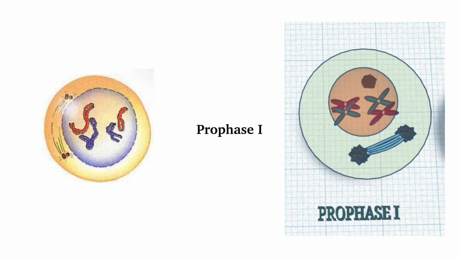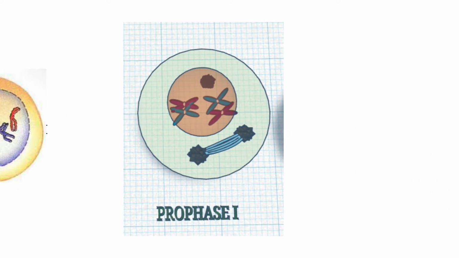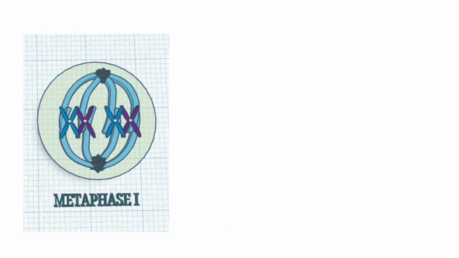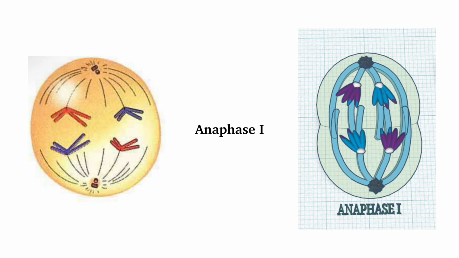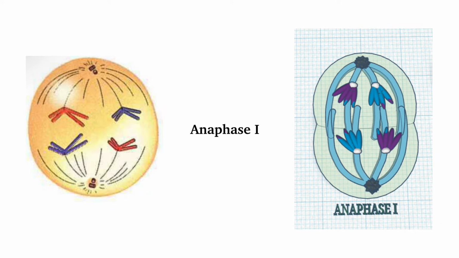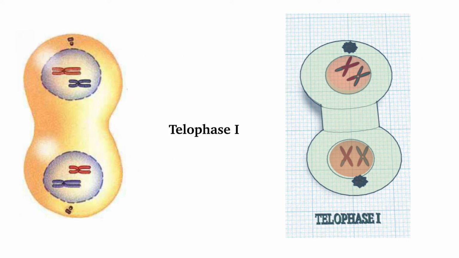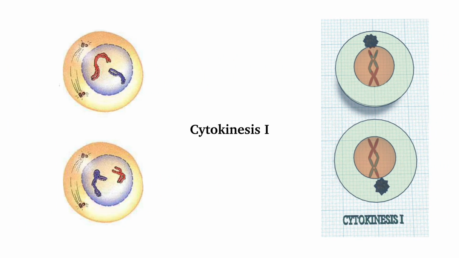In prophase I, homologous chromosomes pair up and cross over to exchange fragments. In metaphase I, the homologous pairs of chromosomes line up at the metaphase plate. During anaphase I, the homologous chromosome pairs separate to opposite ends of the cell while the sister chromatids stay together. In telophase, the chromosomes arrive at opposite poles of the cell and prepare for division. Finally, cytokinesis divides the cell, forming 2 haploid daughter cells and ending meiosis I.